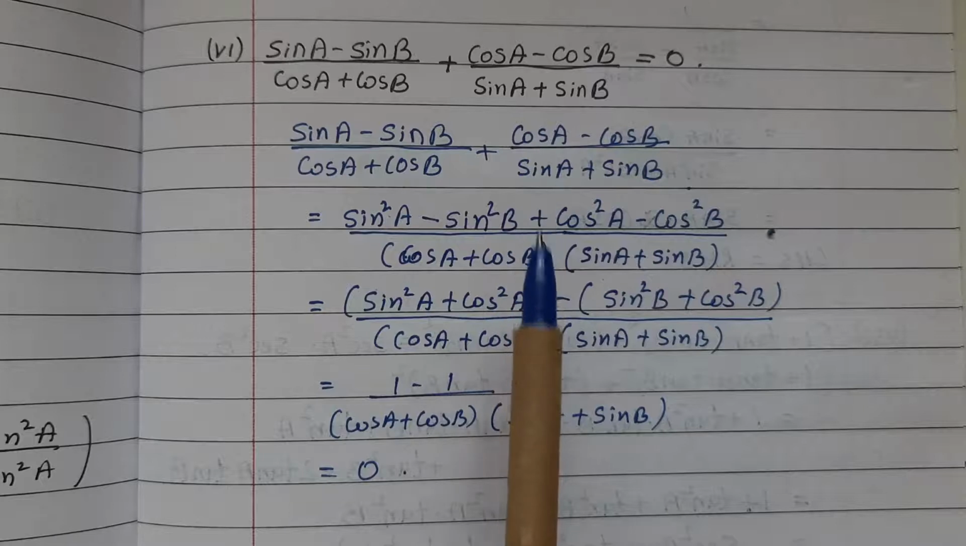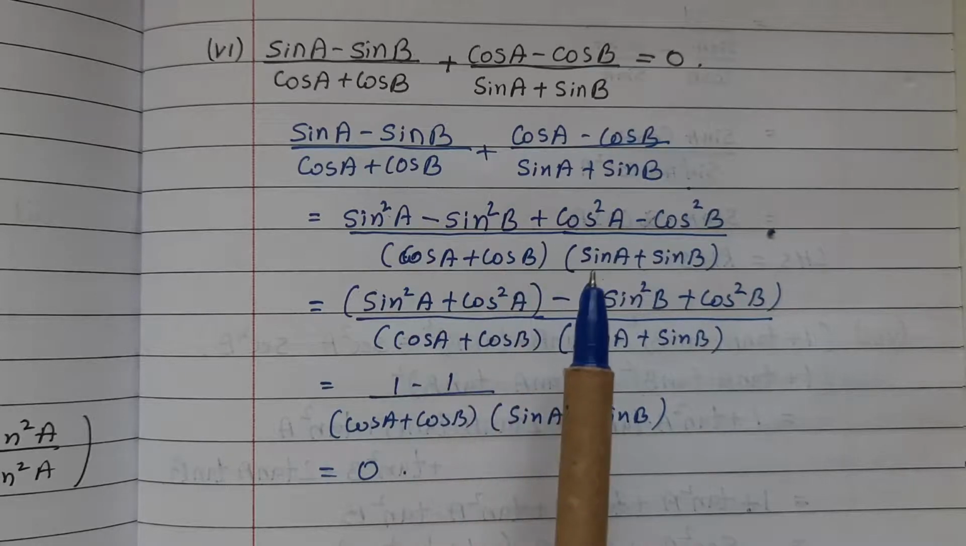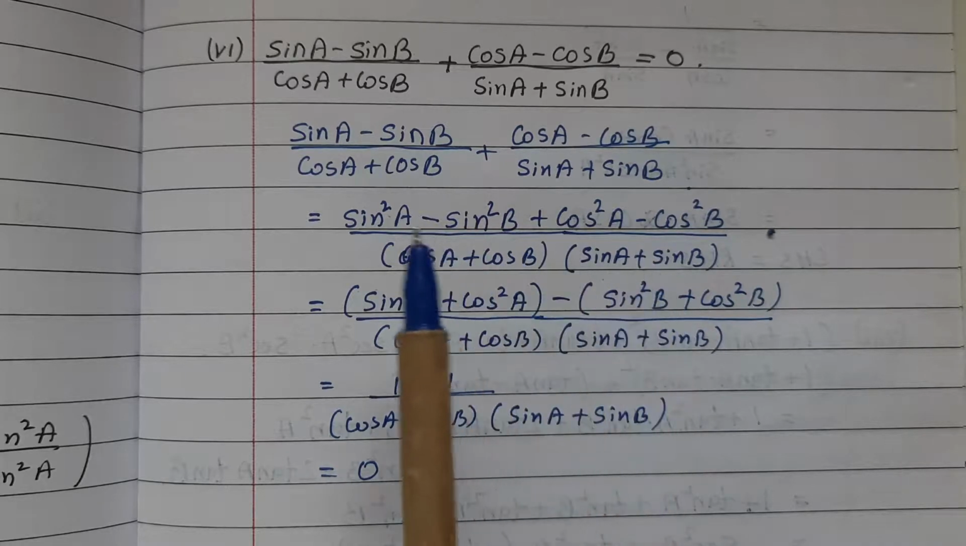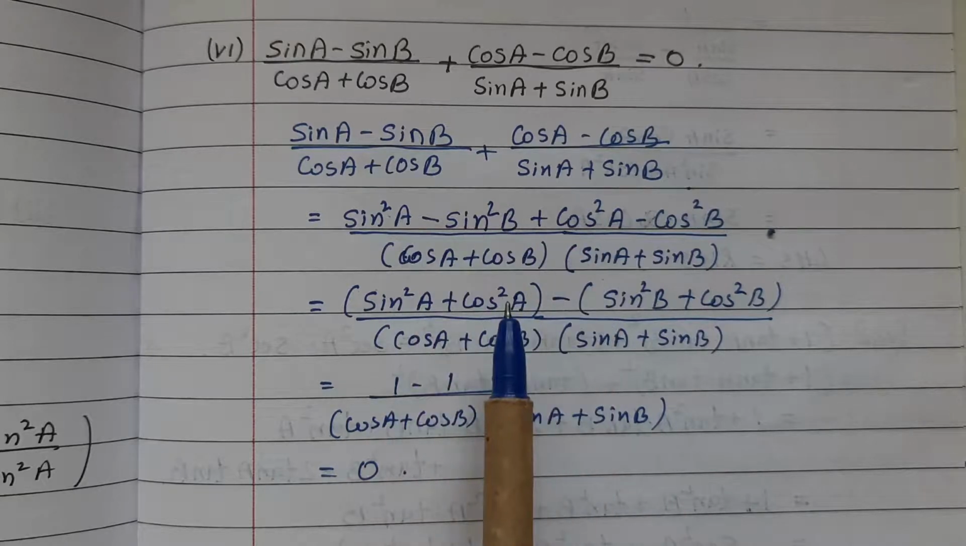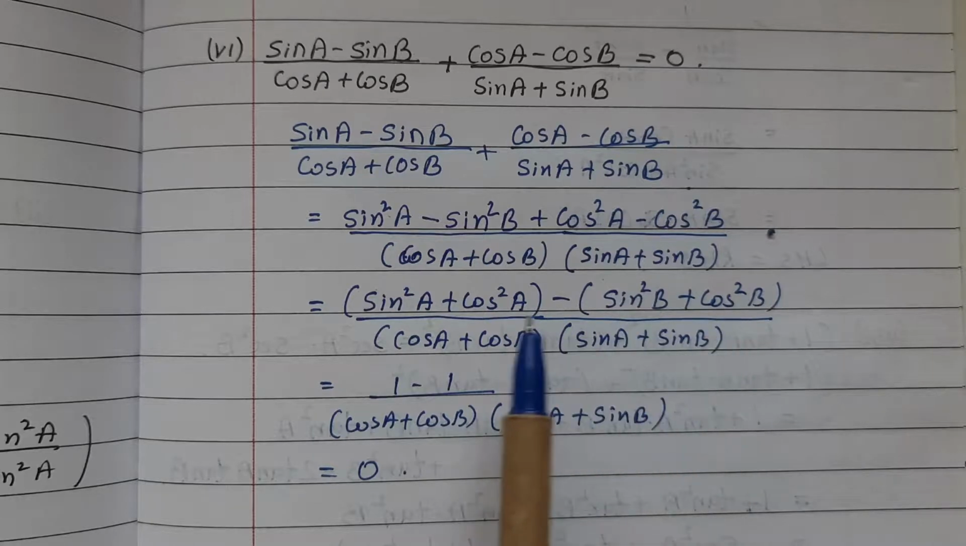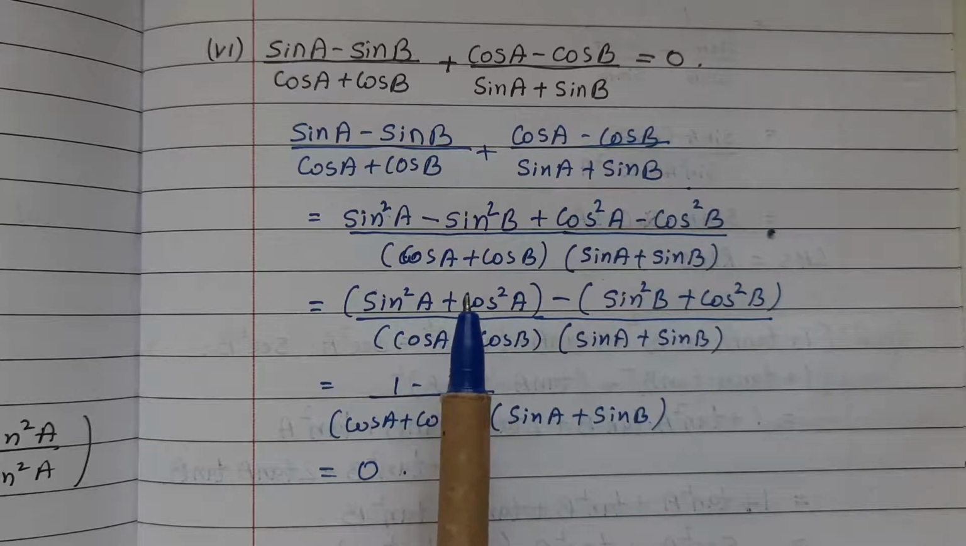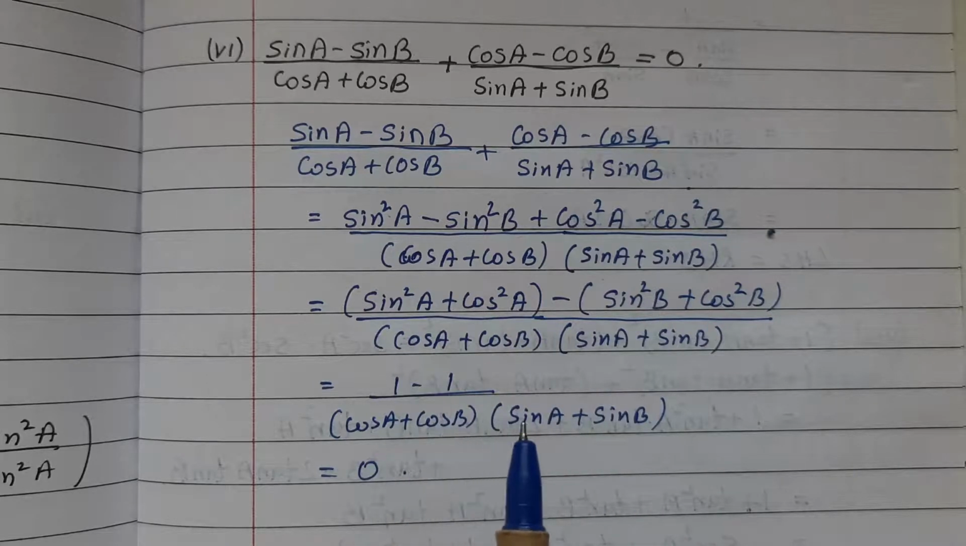So, cos square A minus cos square B upon (cos A plus cos B) into (sin A plus sin B). Sin square A plus cos square A minus, sin square B plus cos square B common, upon (cos A plus cos B) into (sin A plus sin B). This is 1 minus 1 upon (cos A plus cos B) into (sin A plus sin B). 1 minus 1 is 0, equal to the right hand side.